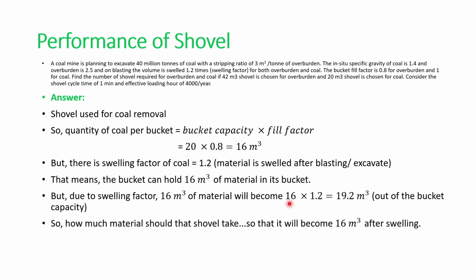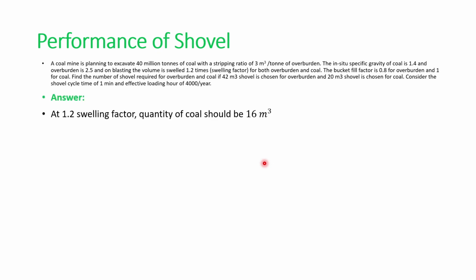So how much material should the shovel take so that it will become 16 meter cube after swelling? Our bucket size is limited, that is 16 meter cube, so our bucket can hold only 16 meter cube of material. But if we take 16 meter cube of material, after swelling it will become more. So we should take less material so that after swelling it will become 16 meter cube. So at 1.2 swelling factor, the quantity of coal should be 16 meter cube. So at 1 swelling factor, the quantity will be 13.3 meter cube.